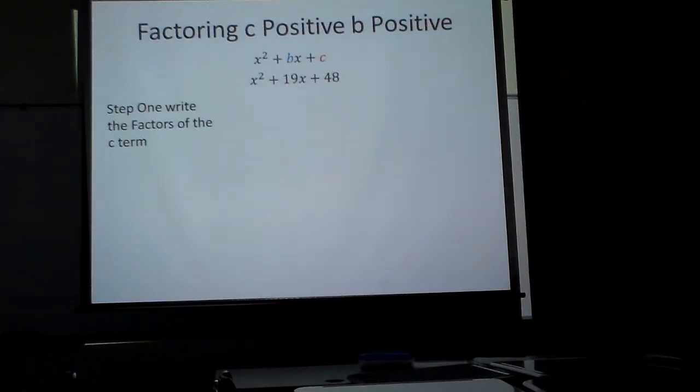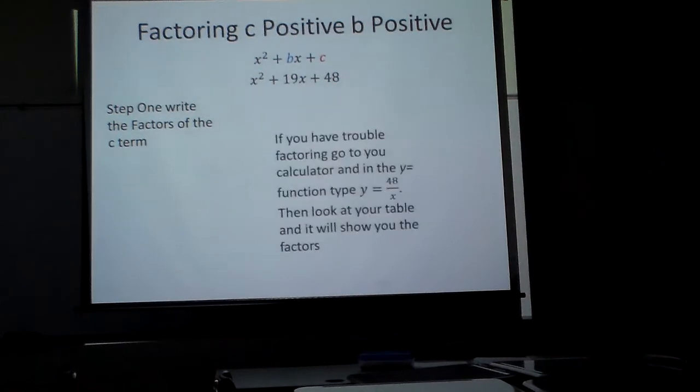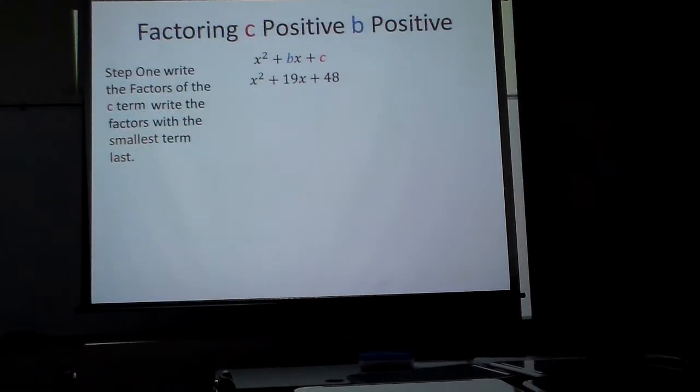And the way I factor these is this. First off, step one, I write all the factors of the c term, which is 48. And if I need help, I can go to the calculator, press my y equals button, and type 48 divided by x to find all the factors of 48, because sometimes we tend to forget one. If I do that, I know 1 will go into 48, 2 will go 24 times, 3 will go 16, 4 will go 12, and 6 will go 8.